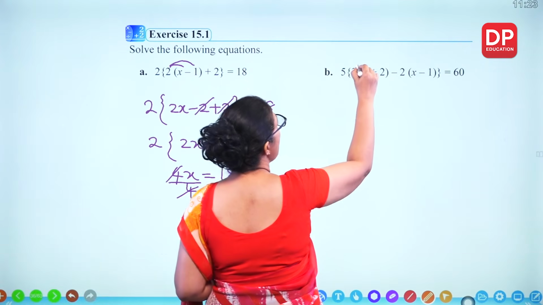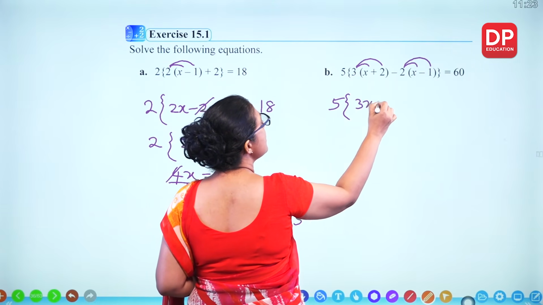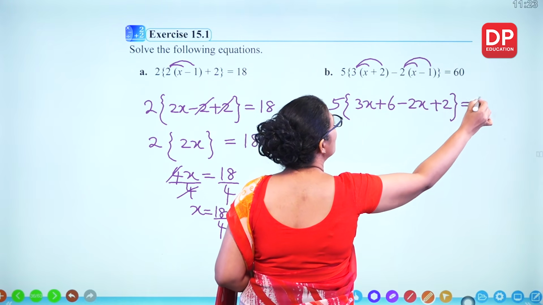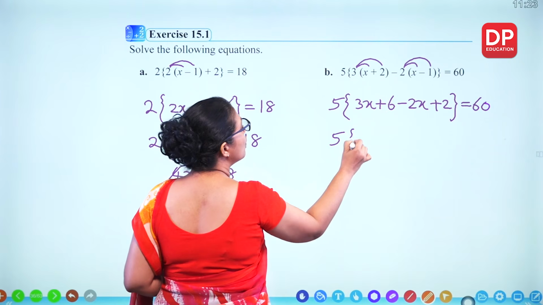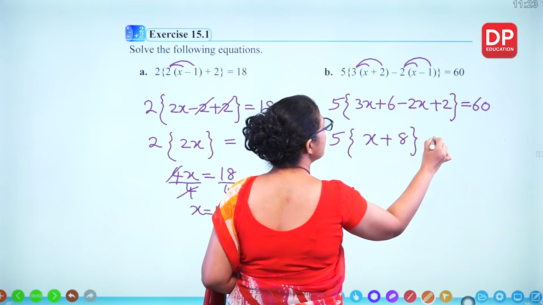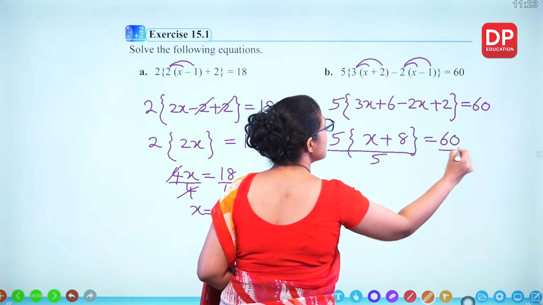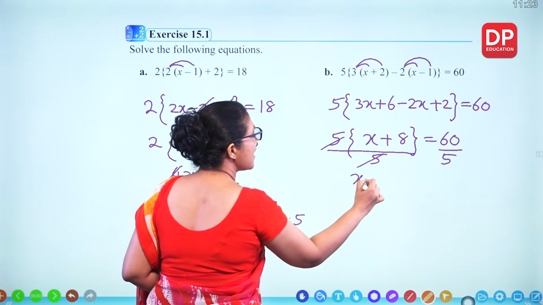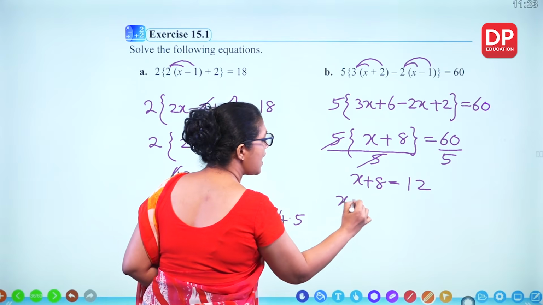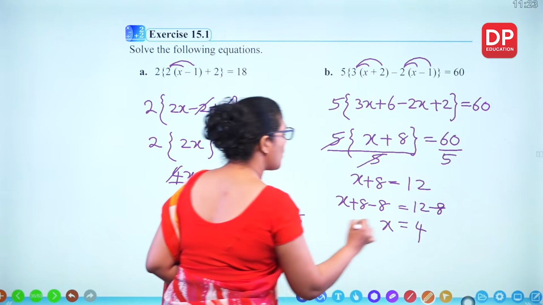This one, first expand the innermost brackets. 5 is there. 3 times x, 3x, and here 6 minus 2x and plus 2. 3x minus 2x is x. 6 plus 2, 8. Now, you can divide by 5, both sides. x plus 8 equals 12. Subtract 8 from both sides. You get x equals 4.